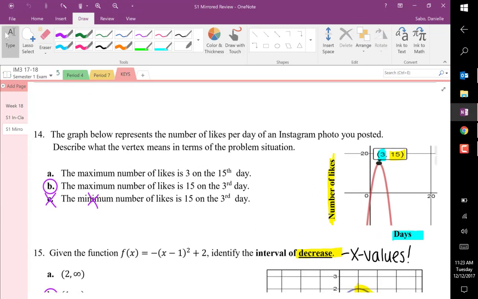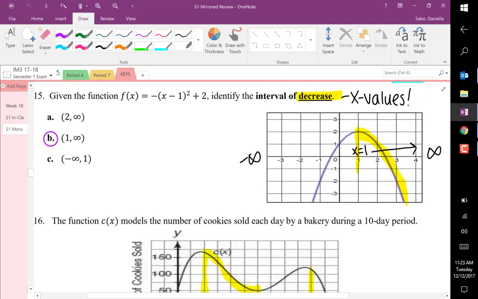I think you guys did okay with this one. Again, I crossed off C because minimum. That's not a minimum, that's a max. So you should have already had a 50-50 shot. Do you have questions on 14? Okay, moving on to 15 then.